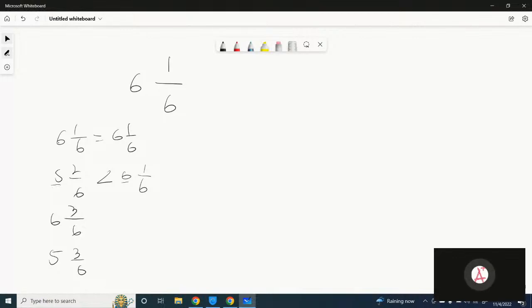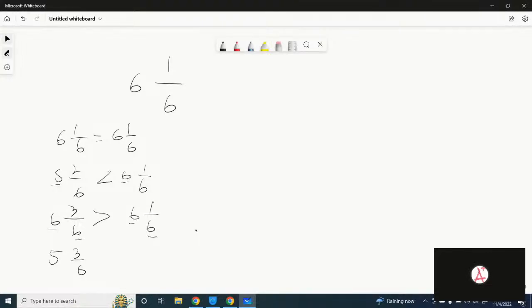Okay, the next one is 6 whole 3 by 6. Just look at their whole numbers. Their whole numbers are equal. Now just look at their fractional part. They have the same denominators. Got it? Just compare their numerators. 3 is greater than 1. That means 6 whole 3 over 6 is greater than 6 whole 1 over 6.